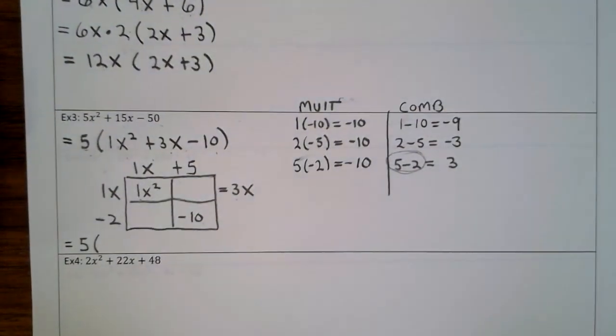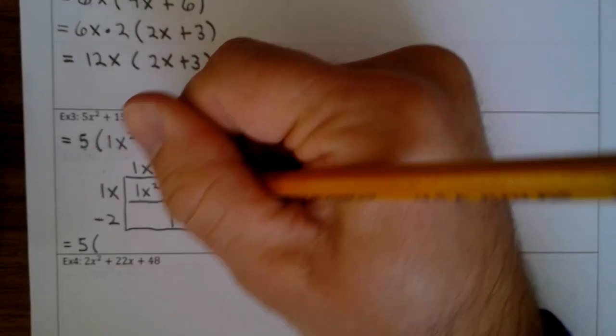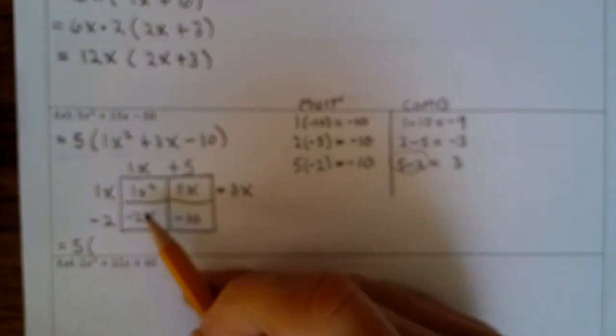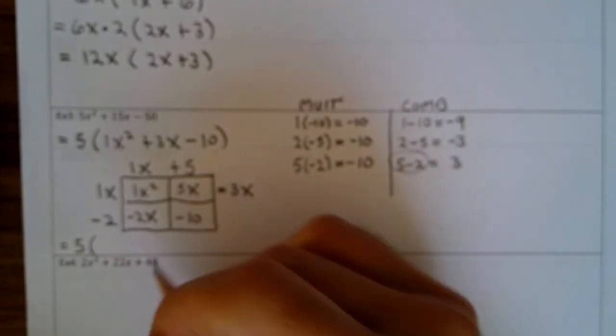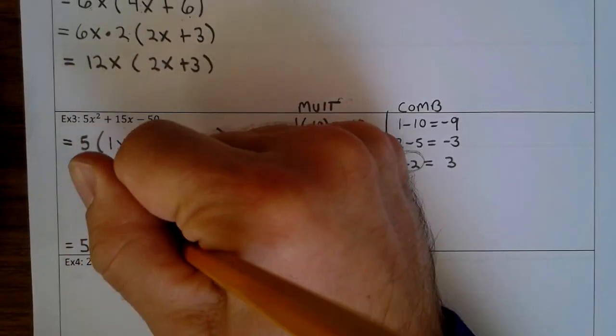Let's check to make sure this works. 1x times 5 is 5x. Negative 2 times 1 is negative 2x. 5 minus 2 is 3. So we have our factors as 5 times 1x minus 2 and 1x plus 5.